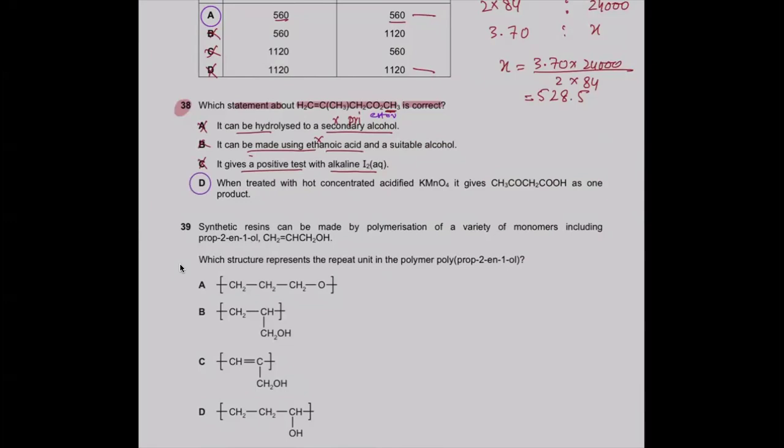Now, MCQ number 39. Synthetic resins can be made by polymerization of a variety of monomers, including prop-2-en-1-ol. On the first carbon there is an OH, and on the second and third carbon there is a double bond. Which structure represents a repeat unit in the polymer?